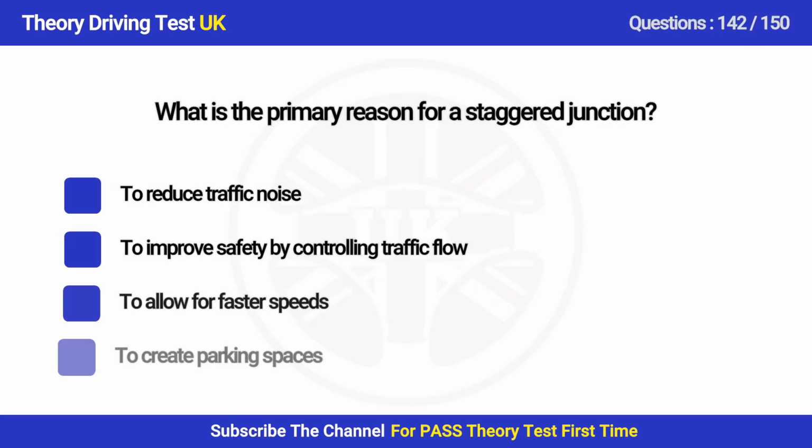Question 142. What is the primary reason for a staggered junction? A. To reduce traffic noise. B. To improve safety by controlling traffic flow. C. To allow for faster speeds. D. To create parking spaces.